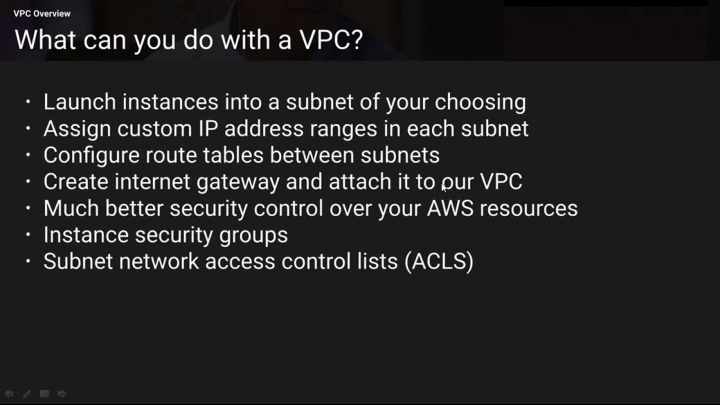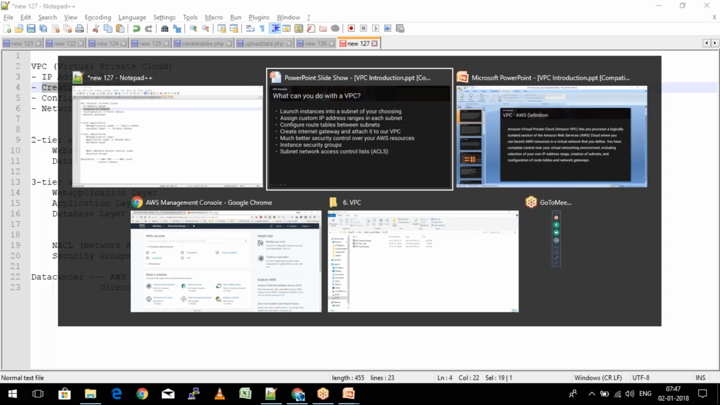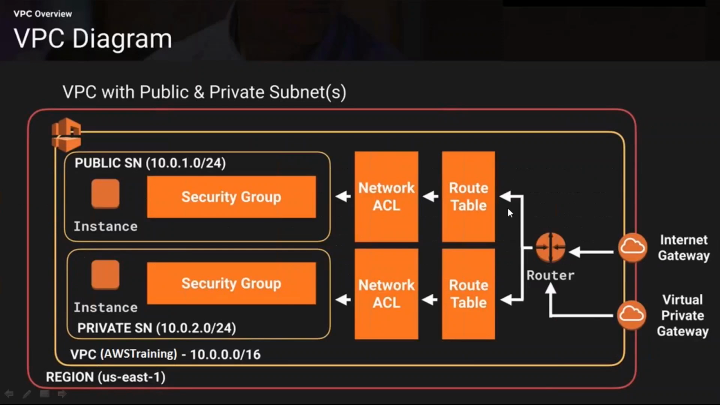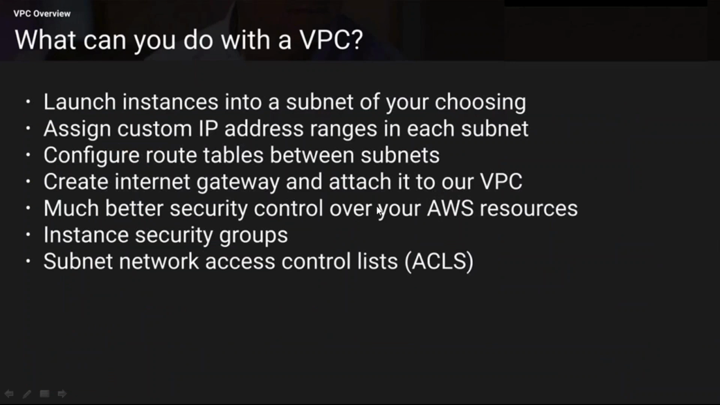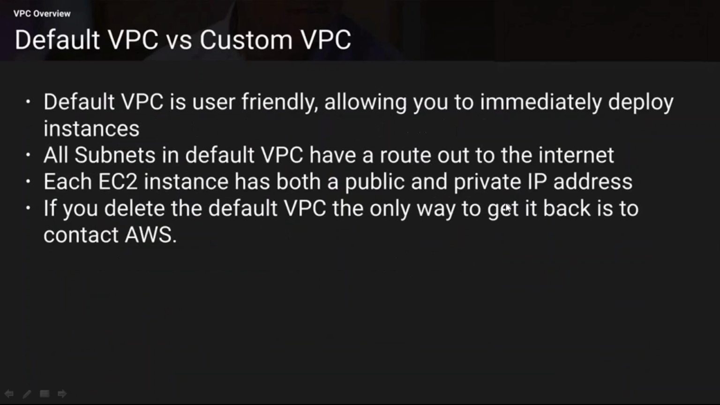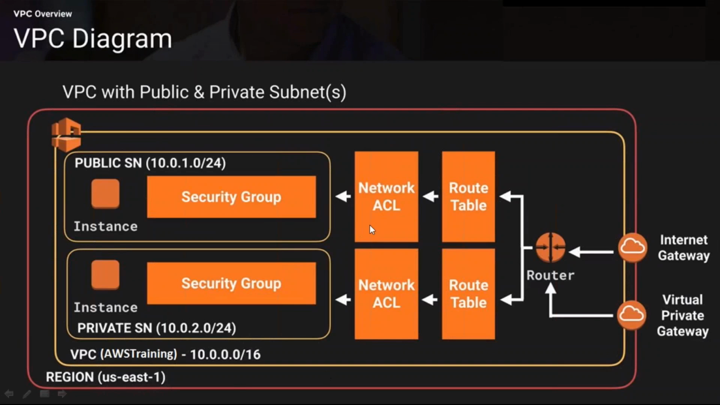Configure the route tables between the subnets. Between these subnets, I'll have a route table which I'll be able to configure and say what all traffic can flow across these subnets. Create an internet gateway and attach it to our VPC. So we are going to create an internet gateway as shown here, and we are going to attach it to our VPC.